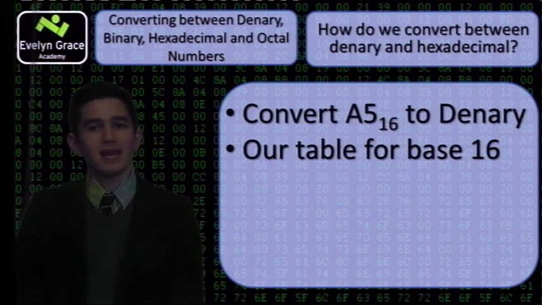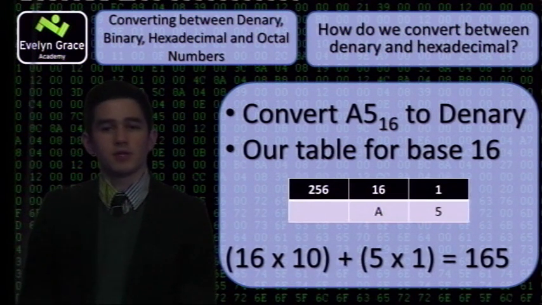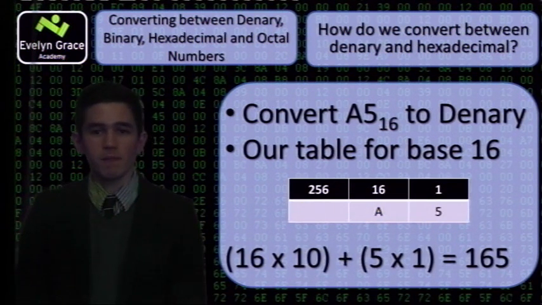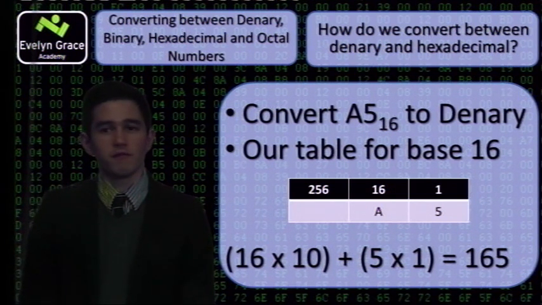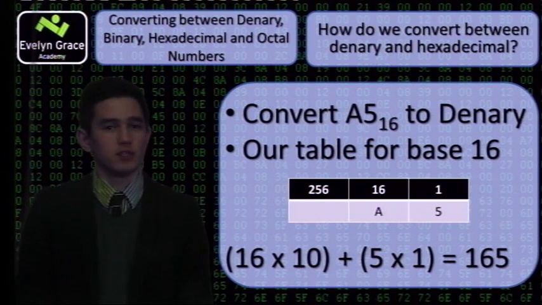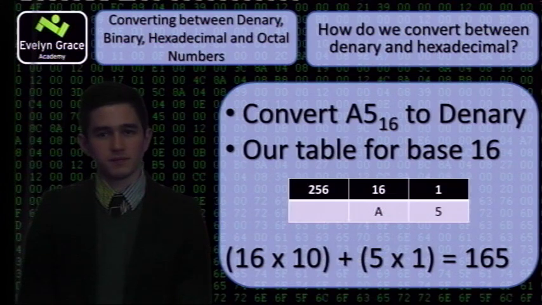Let's try another one. A5 base 16 to denary. So again, I'll put it into our base 16 table. A is 10. 10 times 16 will be 160. I've got 5 in my units, so 5 times 1 is 5. 160 add 5 will be 165.